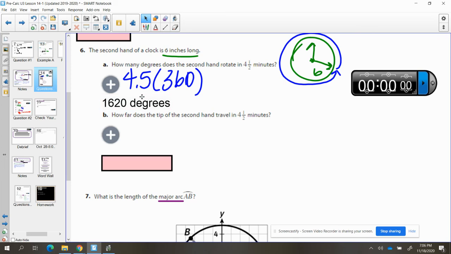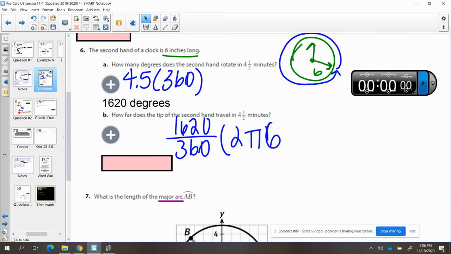Okay. Now, using that information, we can calculate then, again, that arc length by taking the degrees divided by 360, and then just times 2 pi r, which is 6. Okay. And that will give us an approximation of 169.65 inches. Okay. It would be our total distance traveled because it traveled around our clock for 4.5 times. Okay. All right.